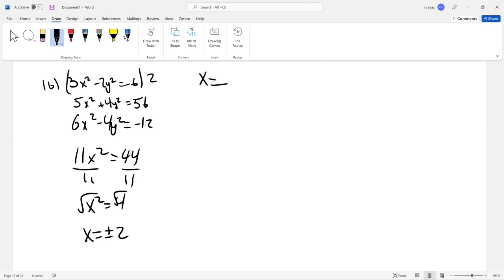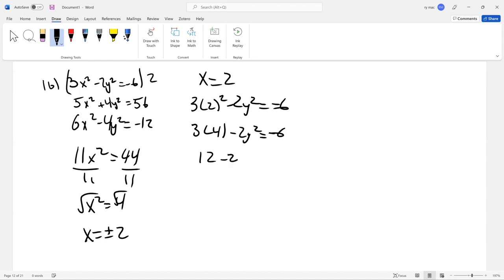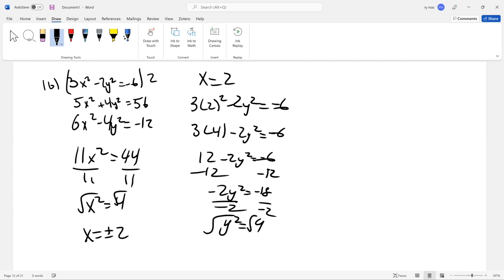For x equals 2, I'll plug it into the top equation. So 3 times 2 squared minus 2y squared is equal to negative 6. So I get 3 times 4, or 12, minus 2y squared is equal to negative 6. Subtracting 12 from both sides, I get negative 2y squared is equal to negative 18. Dividing by negative 2, I get y squared is equal to 9. Take the square root, y is equal to plus or minus 3.